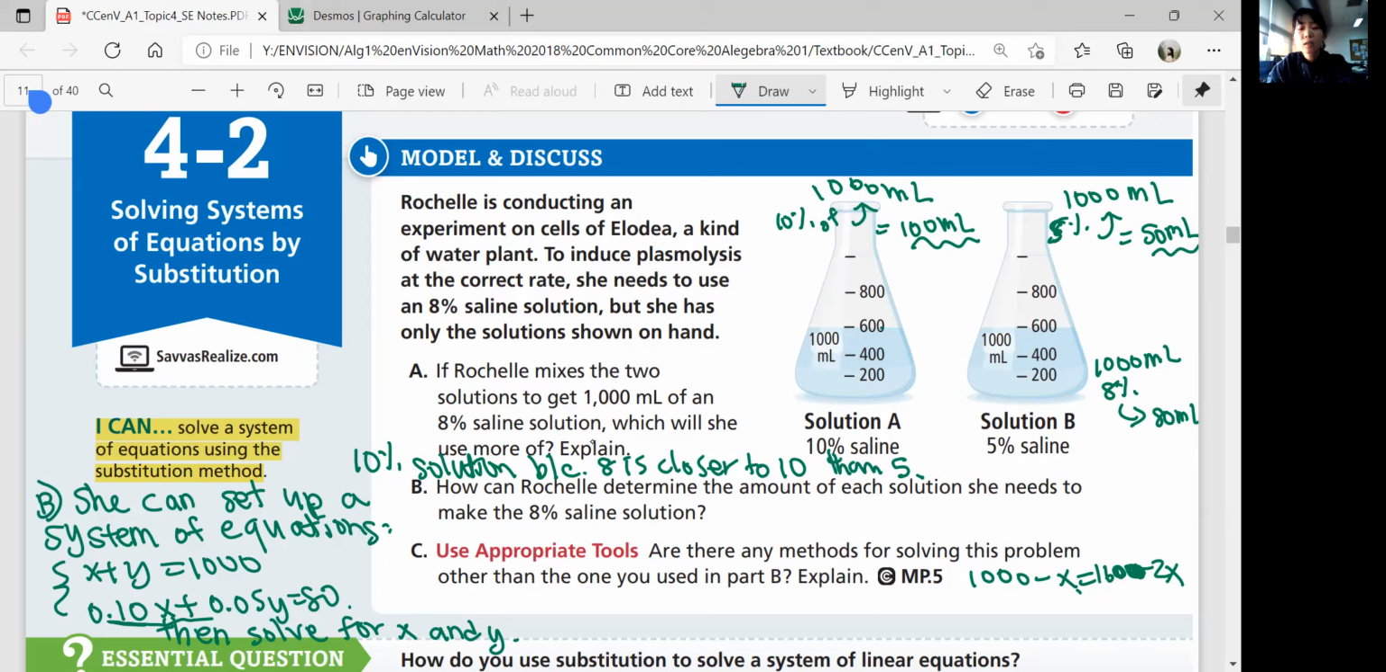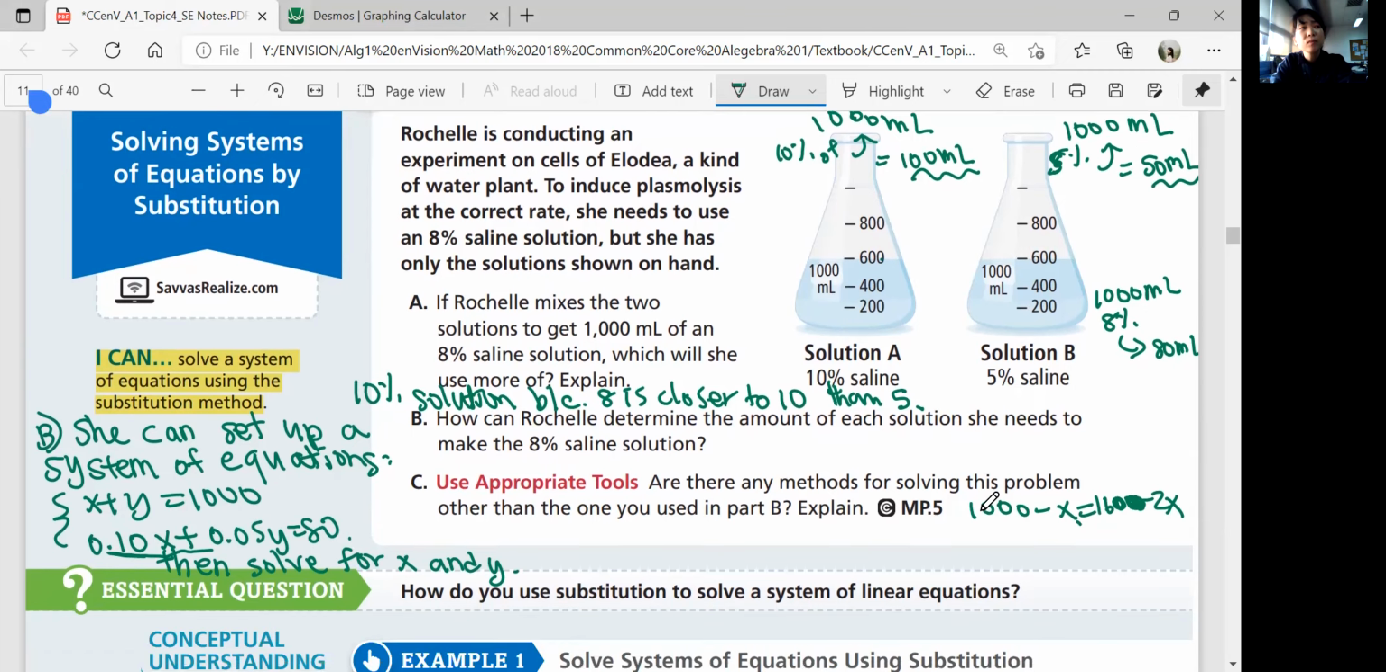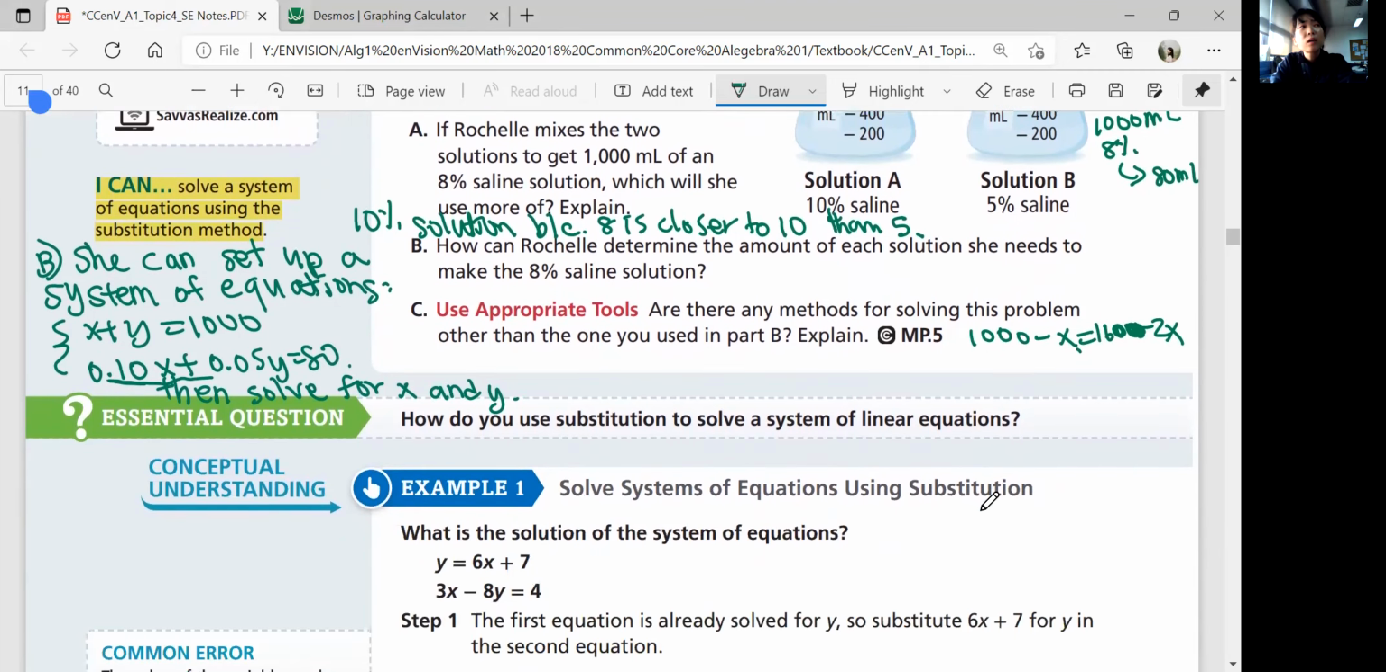This gives a more precise answer, but it takes more time than graphing, because when you graph, you use a tool and then it's there. But if you solve it algebraically, yes, you need to actually work. So in this lesson, we'll think about how we can use substitution to solve a system of linear equations problem.